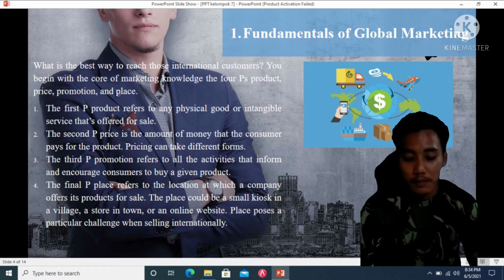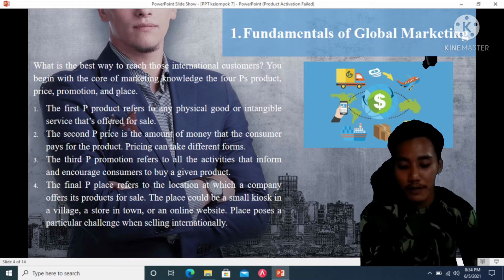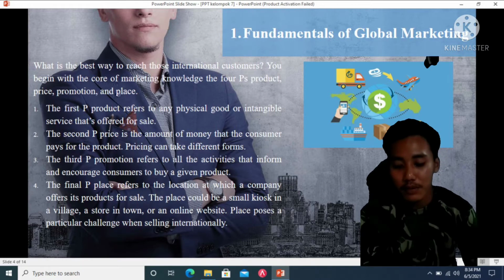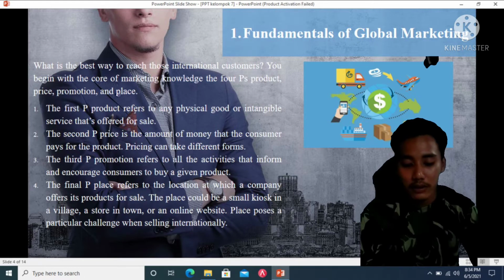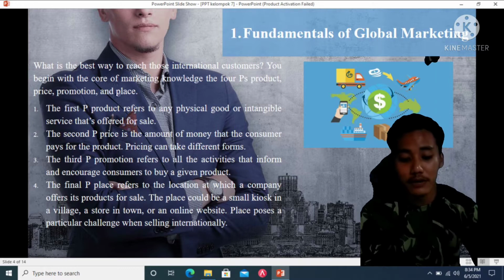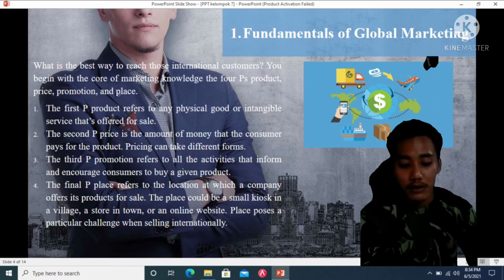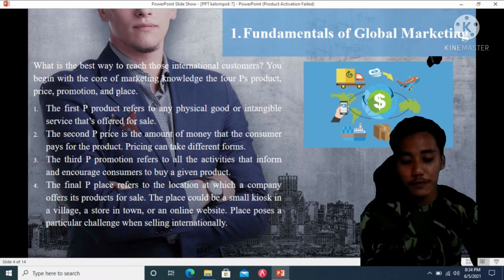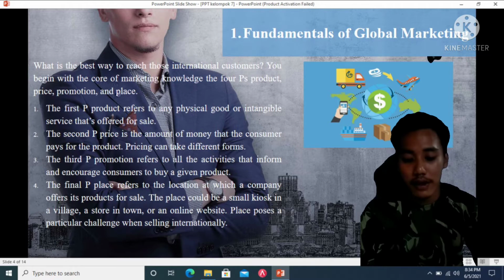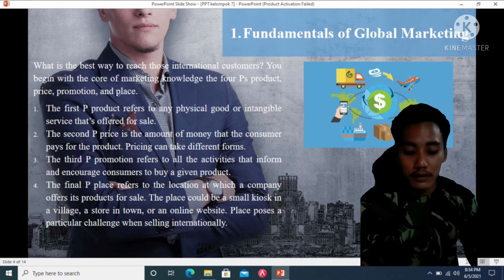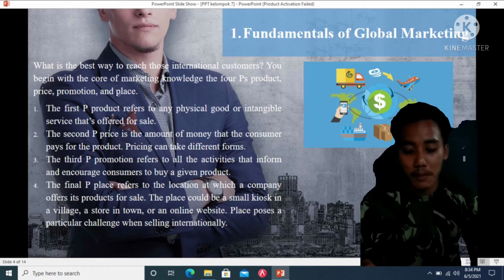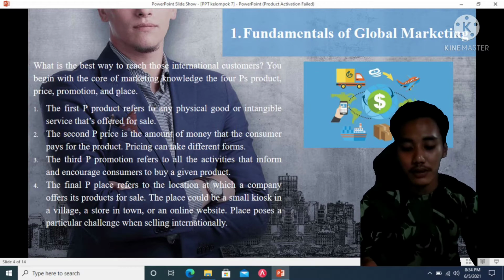The first, product, refers to any physical good or intangible service that is offered for sale. The second, price, is the amount of money the consumer pays for the product, which can take different forms. The third, promotion, refers to all the activities that inform and encourage customers to buy a given product. And the fourth, place, refers to the location at which a company offers its product for sale.